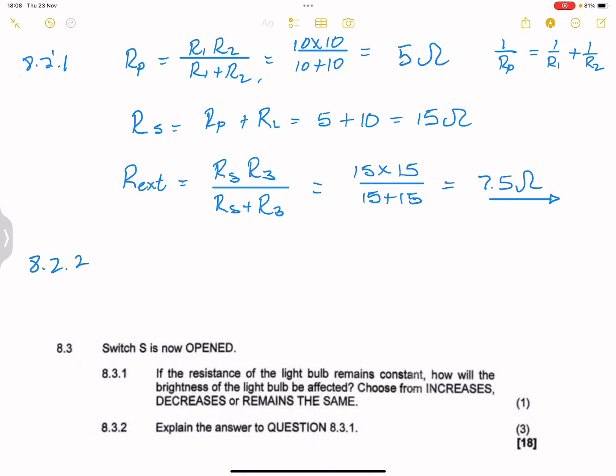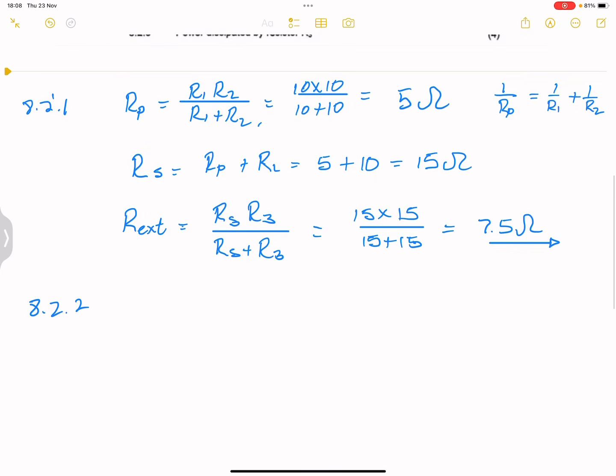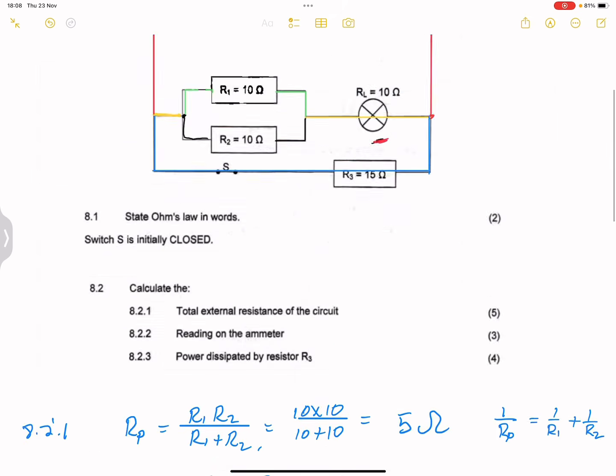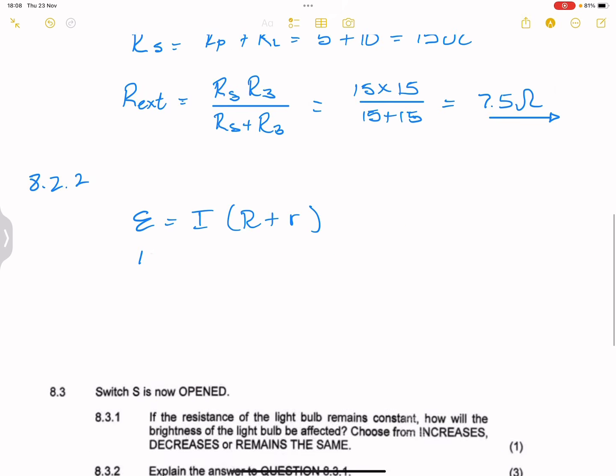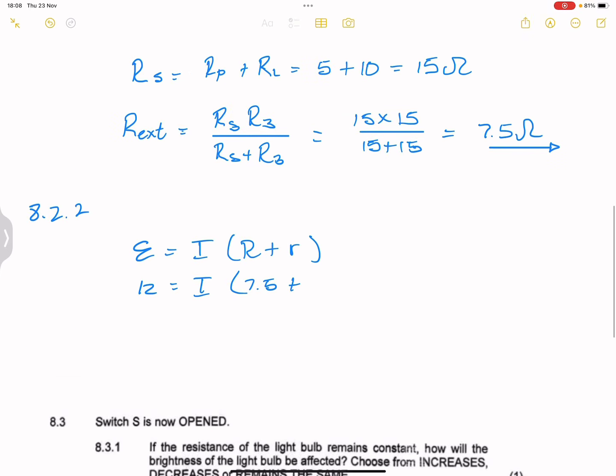8.2.2, okay, I'm just going to move this a bit. Right, so for 8.2.2, we've got E is I into R plus internal resistance, right? So EMF is 12. That's 12. We want the current. External resistance is 7.5. And our internal resistance is 0.5.